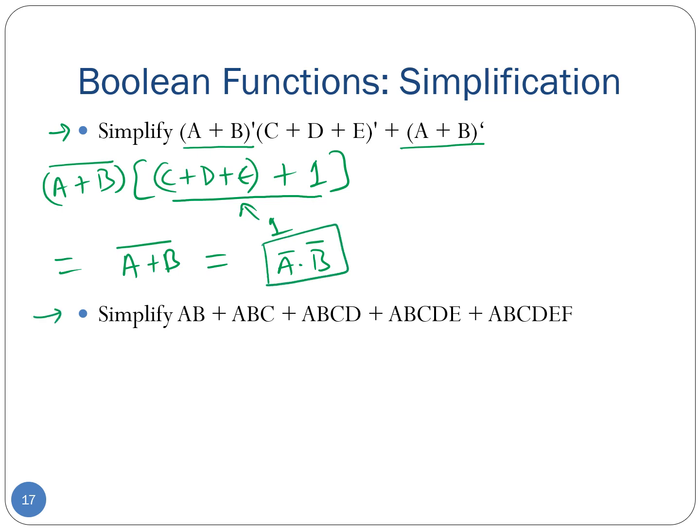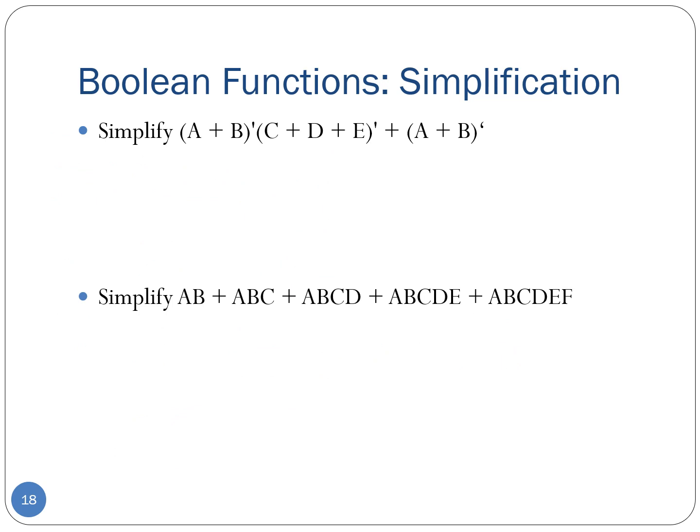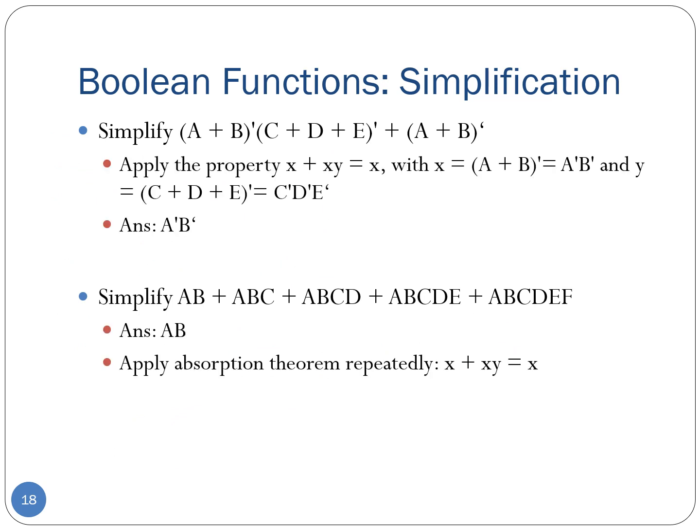Let's work on the second expression here. Once again notice that A AND B is common everywhere. So let's take this out. So our expression becomes A AND B, times (1 OR C OR CD OR CDE OR CDEF). Okay, so once again 1 OR anything else is always going to be 1. So the entire expression inside the bracket reduces to 1, and your final answer is A AND B. The answers are also provided over here for the same problems.